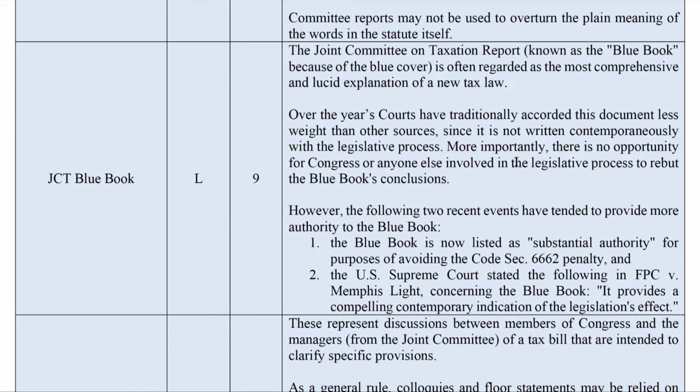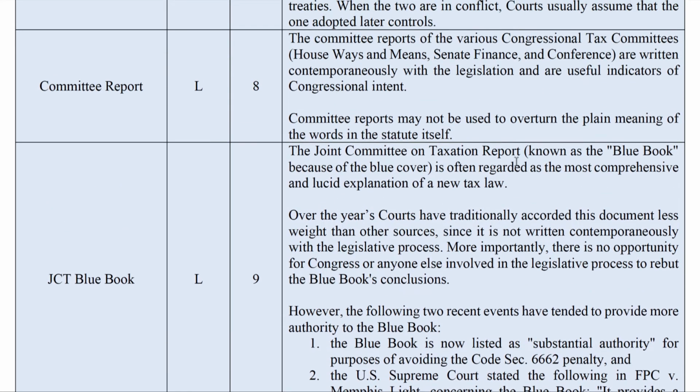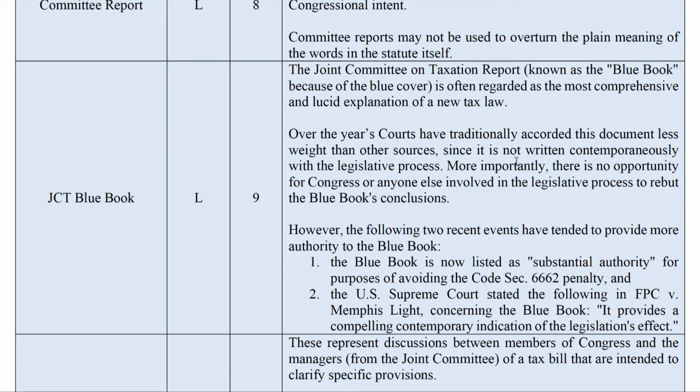Next is what we call the Joint Committee on Taxation Blue Book. The Joint Committee on Taxation report, known as the Blue Book because of its blue cover, is often regarded as the most comprehensive and lucid explanation of the new tax law. So it goes along the same lines as the committee report. This is a report that's not the actual law itself, that goes behind the intent or the history of the actual provision, the sausage-making process of enacting law. But again, it's not the actual law itself, not the actual language itself. So it might talk about the history and what some of the thinking was.